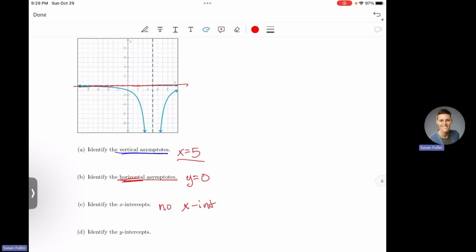And then how about our y-intercepts? The y-intercepts are where our graph crosses the y-axis here. And notice the only place that I cross the y-axis is right here, and that's at y equals negative 1, or you can write that as an ordered pair. X is going to be 0 because it's a y-intercept, and y is negative 1. So you can write that either way.